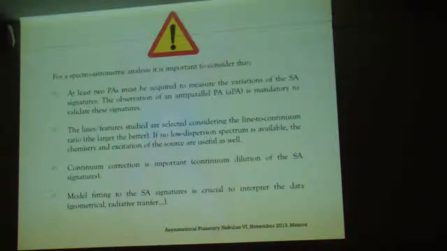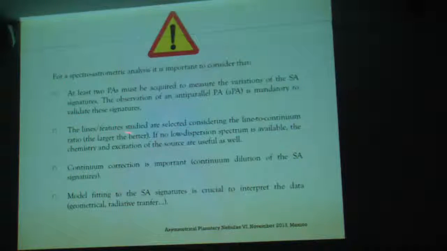So, warning: this technique has to be treated carefully as well. At least two position angles must be acquired to measure the variation of the spectrophotometric signatures. Also, the observation of an antiparallel or complementary angle is mandatory to validate these signatures, because if it's an instrumental artifact, it will appear in the same orientation. If it's real, the signal will be inverted.